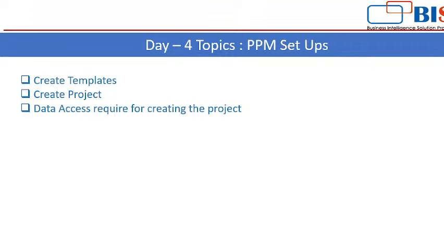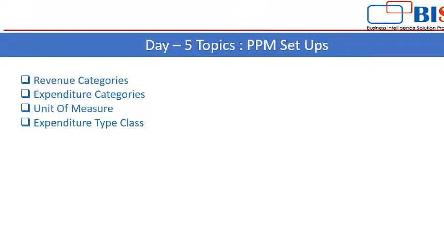For creating the project, a user requires the data access. So you have to provide the data access to the project accountant role, project administrator role, then project manager role, and you have to provide the data access on the basis of business unit level. Then only your user will be able to create the project in the project portfolio management in Oracle Fusion application.